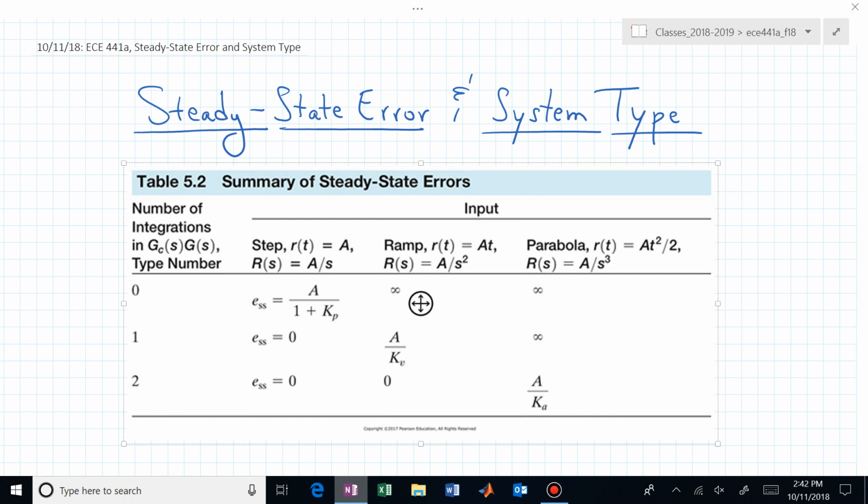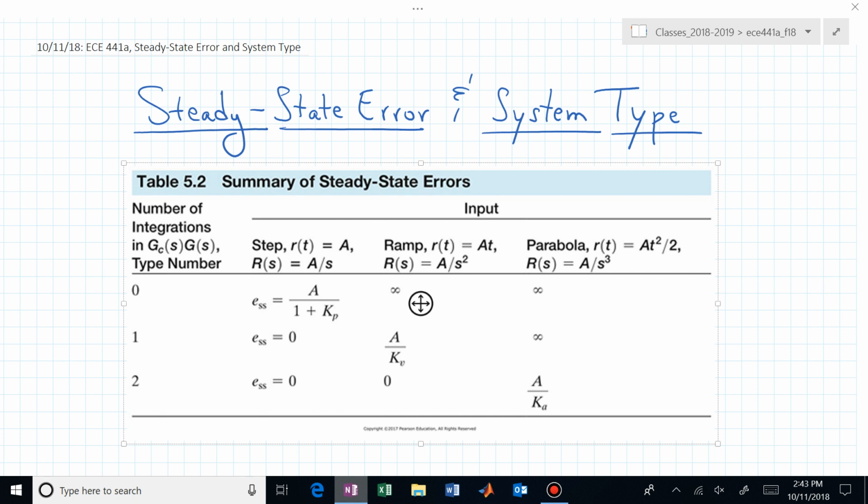In this video we're going to be talking about steady state error and system type when we're dealing with control systems, and in particular it would be nice if we could start to become a little bit more comfortable with interpreting this table that's in the textbook and understanding exactly what it's saying with these infinities, with zeros.